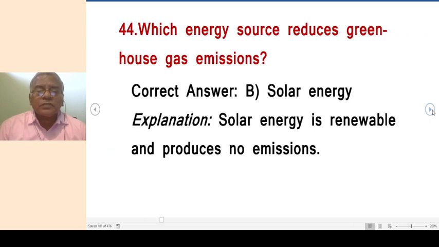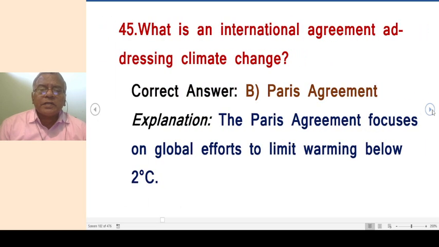Which energy source reduces greenhouse gas emissions? That is solar energy. Solar energy is renewable and produces no emissions. What is an international agreement addressing climate change? That is Paris Agreement. The Paris Agreement focuses on global efforts to limit warming below 2 degrees centigrade.